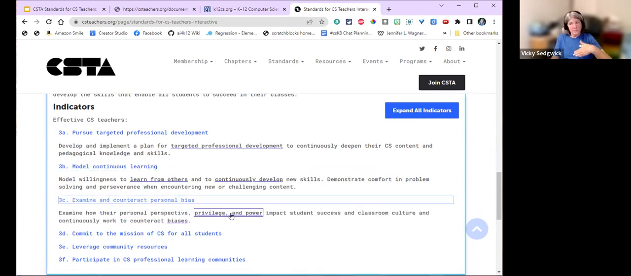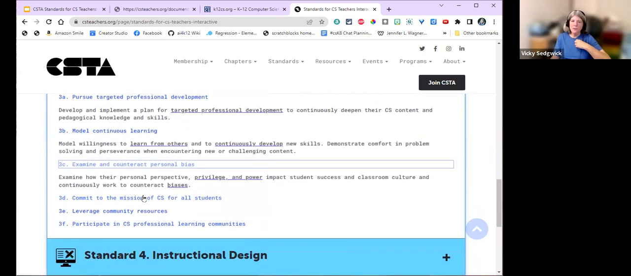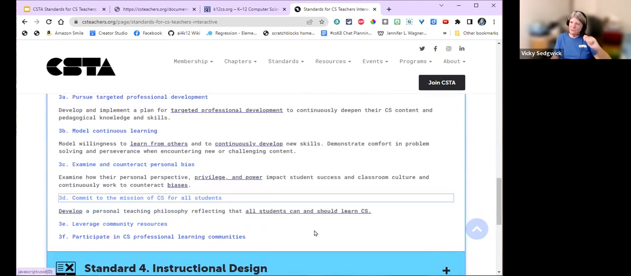Like I said, equity is going to come in a bunch of places. Committing to the mission of CS for all students, not just mouthing it, but saying, yep, every student is welcome in my class, right? Now, you may not be able to teach every student in your school because you're one person, especially if you're at high school. But you have to be open to the fact that anyone could take your class.